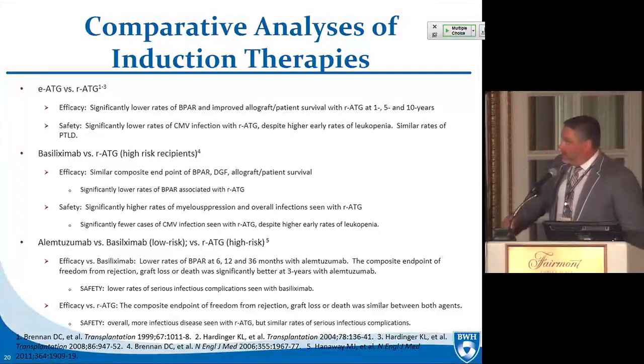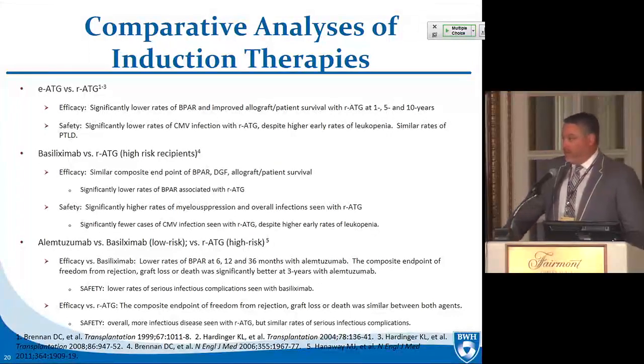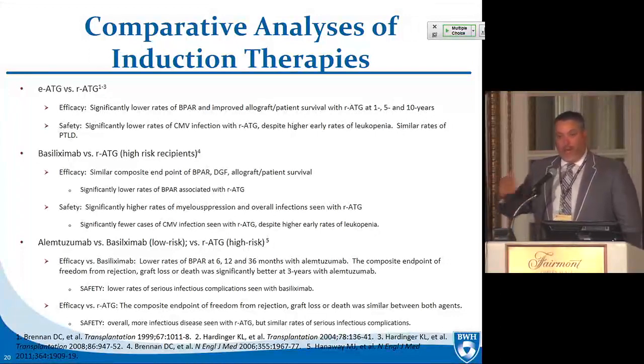In the middle of the 2000s, there was a study that came out from Dan Brennan at WashU looking at Basiliximab versus rabbit ATG in high-risk deceased donor transplants. And this study used a composite endpoint of biopsy-proven acute rejection, delayed graft function, patient and allograft survival, and it showed equivalence. And when they looked at safety, there were higher amounts of infections in the ATG population. So this study was powered to say these two drugs are equivalent, but there's more infections in Thymoglobulin-treated patients.